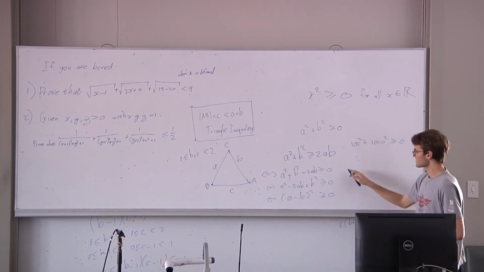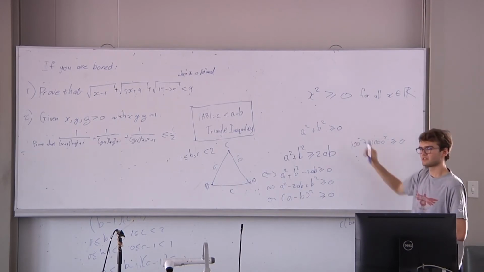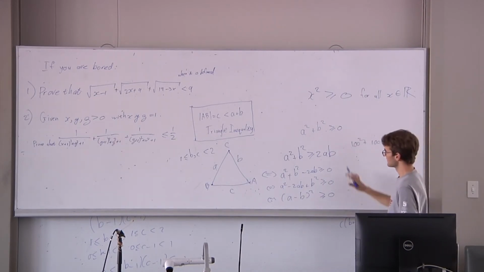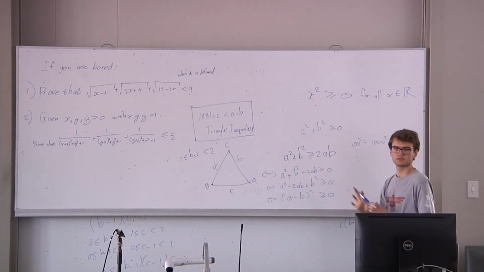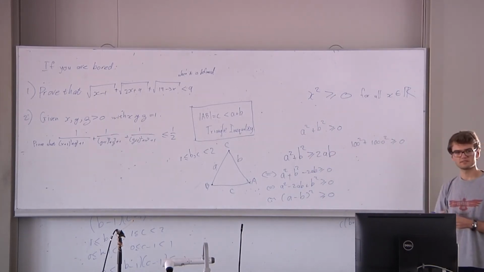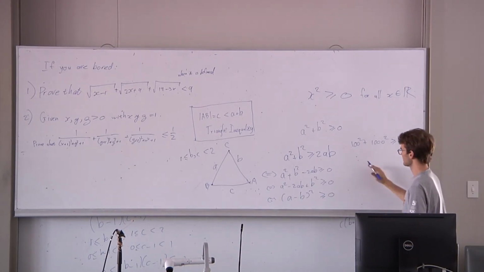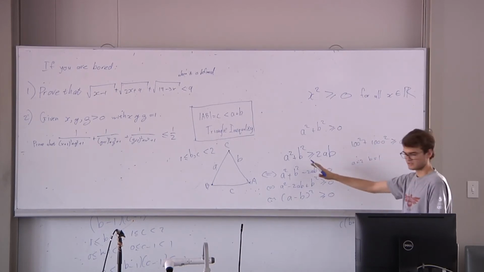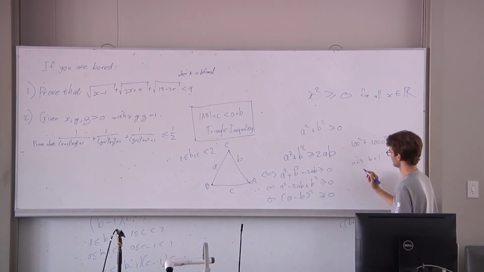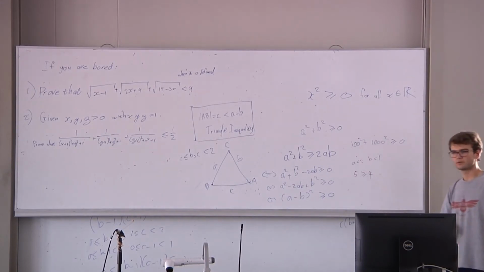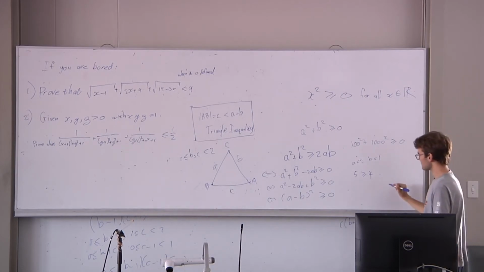So this is a much stronger inequality than this one, because 2ab could be really close to a squared plus b squared. So if you choose, I don't know, a equals 2 and b equals 1, then a squared is 4, b squared is 1, so it's 5 is greater than or equal to 4, which is a lot better than saying 5 is greater than or equal to 0.